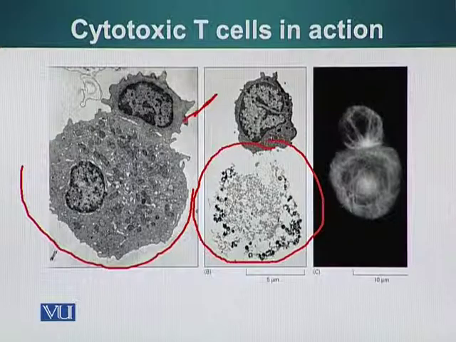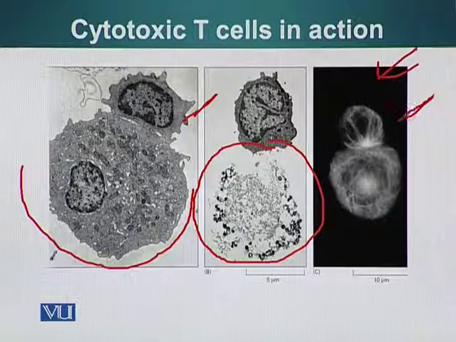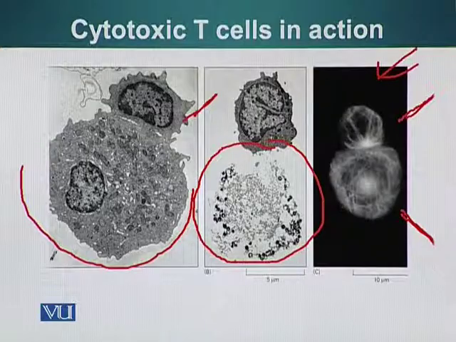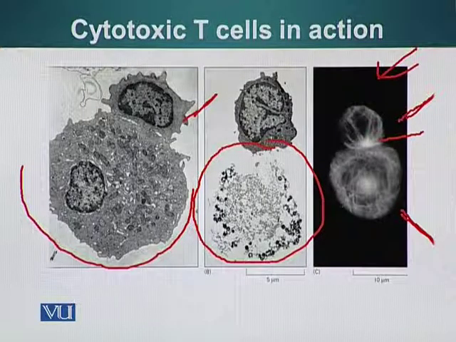This micrograph is very interesting. Here you can see the smaller cell. This is the cytotoxic T cell attacking a cell which has been infected by a particular intracellular pathogen. Please notice this region. This is basically the centrosome of the cytotoxic T cell. As we have already talked about, the centrosome here is basically the microtubule organizing center.